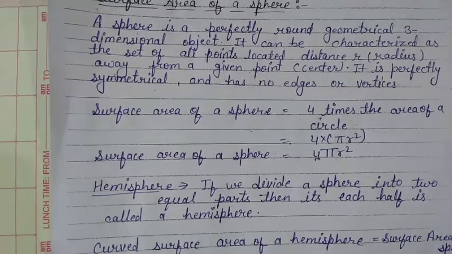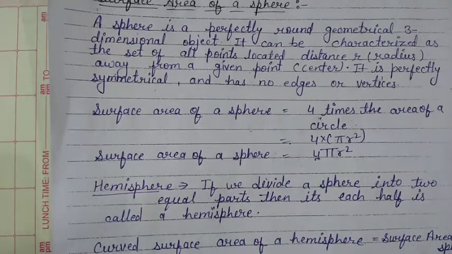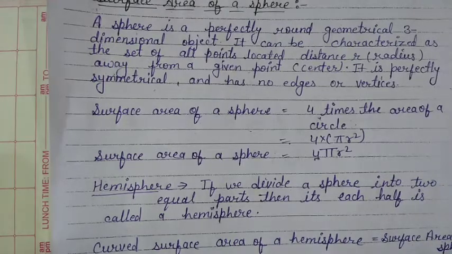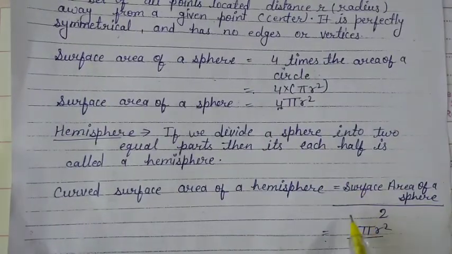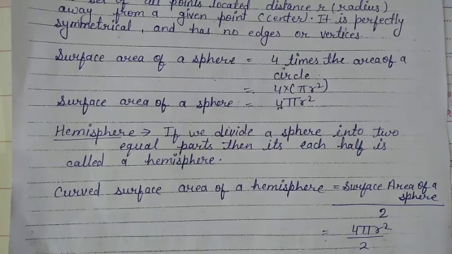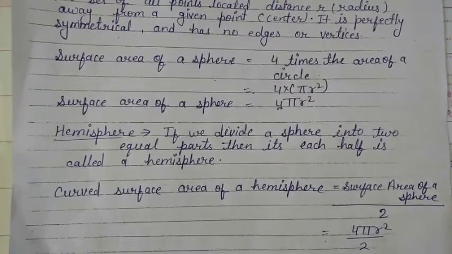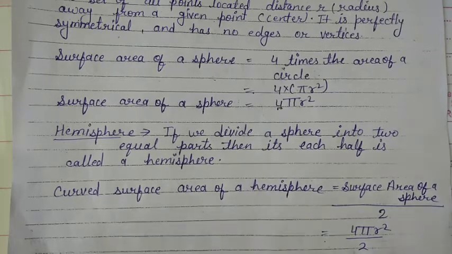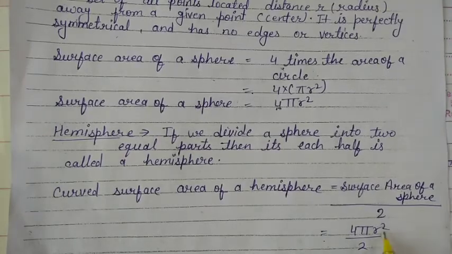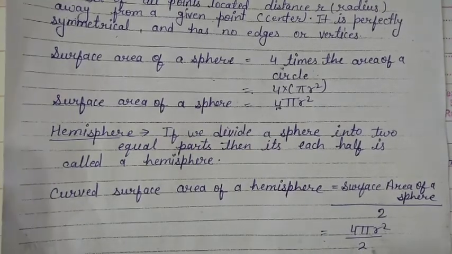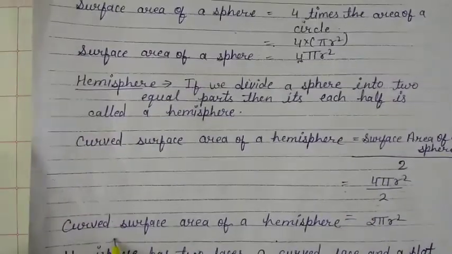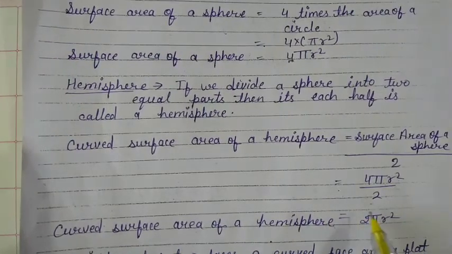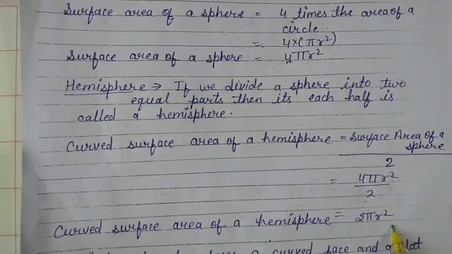So the curved surface area of a hemisphere is equal to the surface area of a sphere upon 2, because the curved surface area of a hemisphere is half the surface area of the sphere. So surface area of a sphere 4 pi r square divided by 2. So curved surface area of a hemisphere equals 2 pi r square.